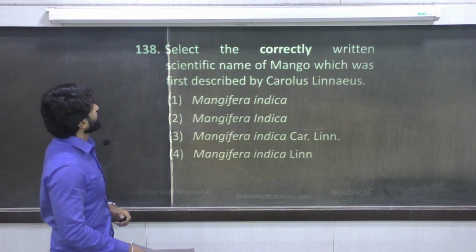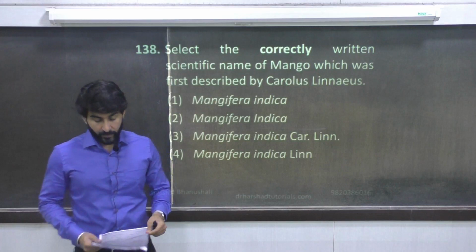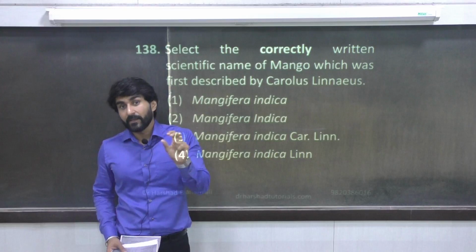We go to the next question. Select the correctly written scientific name of mango which was first described by Carolus Linnaeus. Now, this is a question of binomial nomenclature. You know that when Carolus Linnaeus gave binomial nomenclature, he said there would be two parts. One would be the generic name, the other would be the specific name. And in the end, there would be the name of the scientist, that is called a citation.